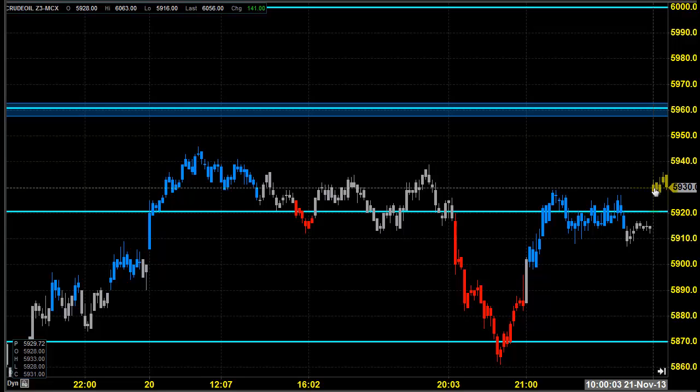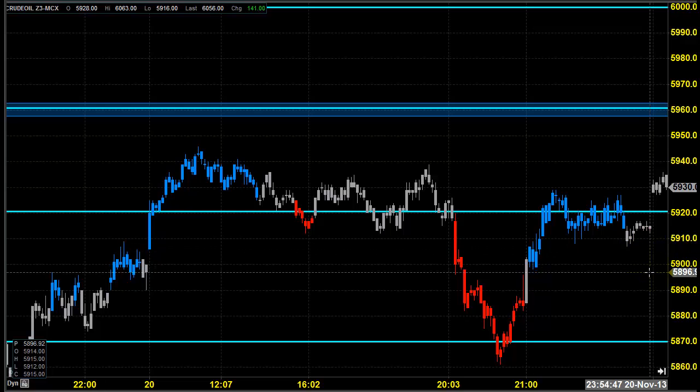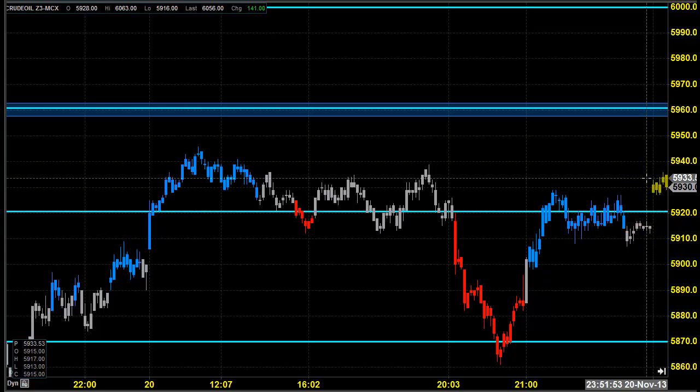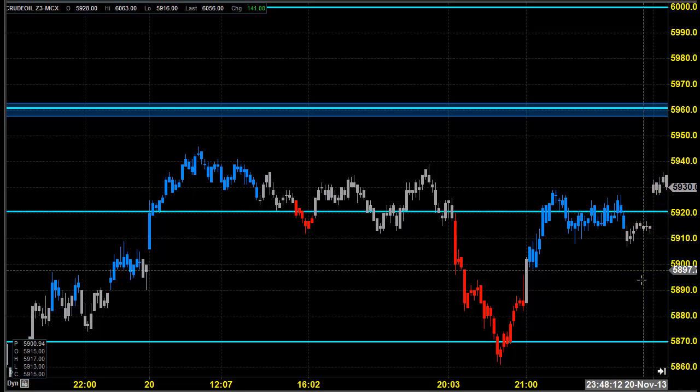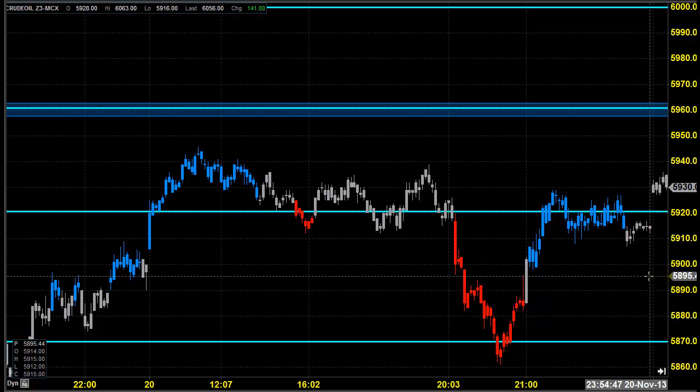When we predicted yesterday's price opening, based upon the NYMEX price direction, we expected the price to open below the previous day's price closing. So we gave you two options: one is if the price opens above 5,920, and the second is if the price opens below 5,920 or below the previous day's price closing. We expected the price to open below, but what actually happened is that the price opened above 5,920, it was near 5,930.